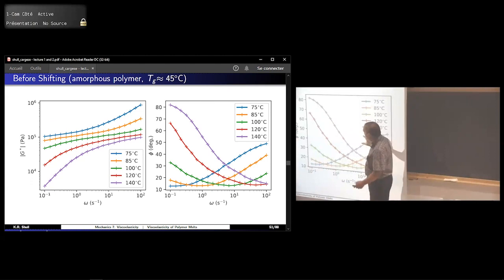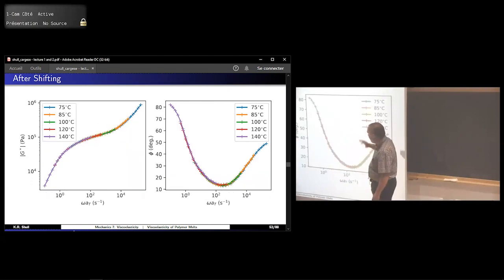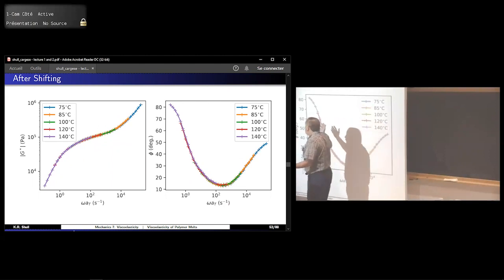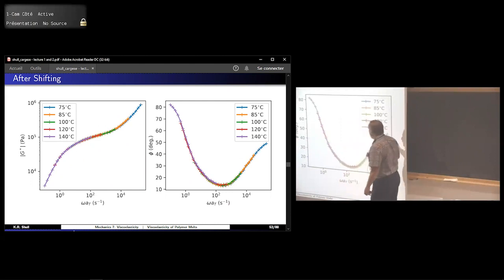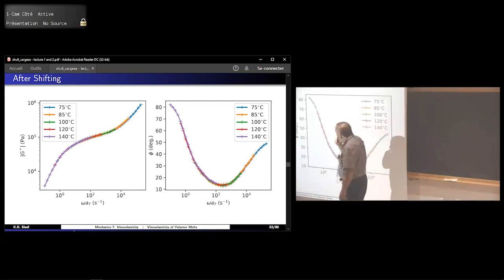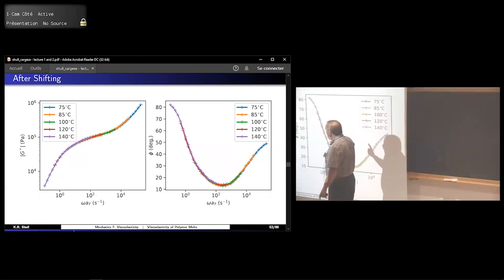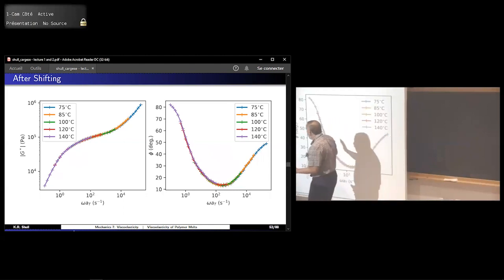So that's the raw data. And this is what the shifted data actually look like. In a case like this, it works beautifully. This is as simple as it gets. Someone was commenting before, why is your data so smooth? It's kind of a truism that if you really want good looking data, you do the right rheology experiment, and you get very clean data out of it.